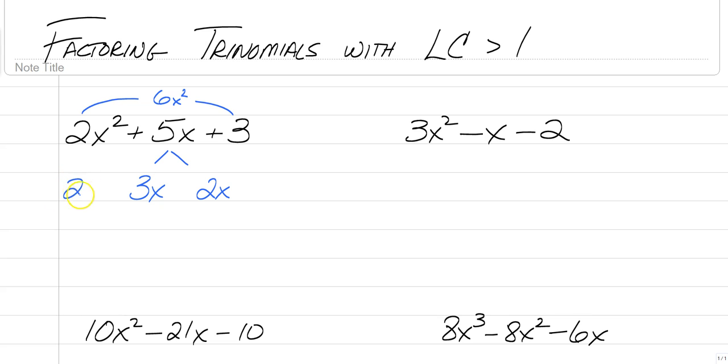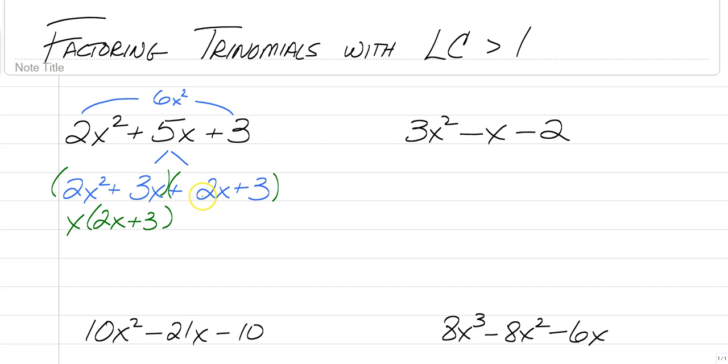So we're just going to write the rest of the equation. We have 2x squared plus 3x plus 2x plus 3. Now, if we were multiplying, we would put those two together, but we're not multiplying. We're going backwards. So what you want to do now is wrap the first two in parentheses and wrap the second two in parentheses. And you're going to factor out the GCF, the greatest common factor. The greatest common factor of 2x squared and 3x is just an x, and that's going to leave us with 2x plus 3 on the inside.